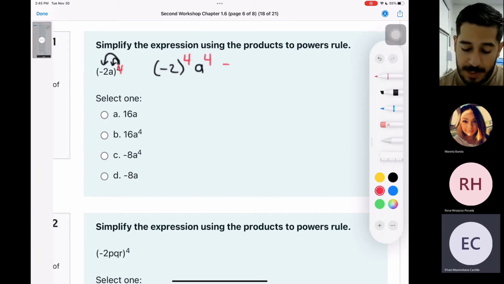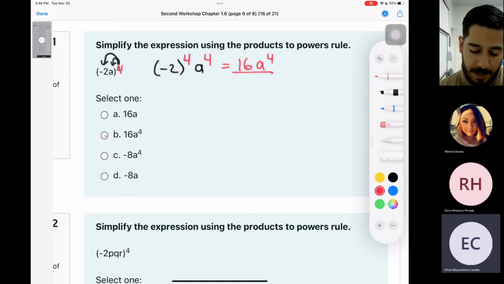In this case, -2 to the power of 4, that's a -2, that's not an exponent. We don't have to get reciprocals of this. That's just a big number, and it's -2 times itself 4 times. So -2 times -2, that's +4, times -2, that's -8, times -2, that's +16. 16 a to the power of 4.